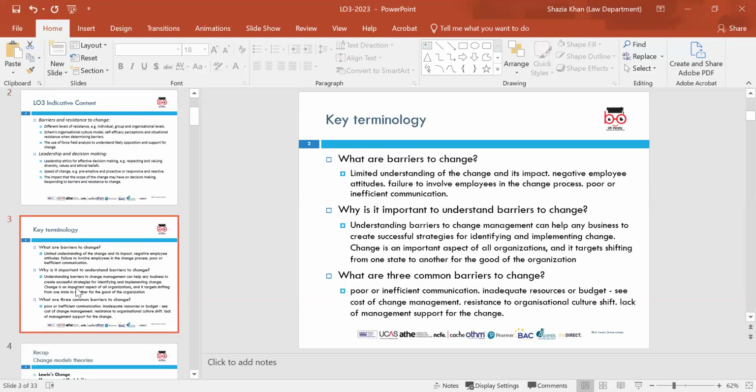So the key terminology: what are barriers to change? Barriers to change are elements of the impact, whether it's got a negative impact or a positive impact on the individual. There's a lot of change that happens within a business, and there are barriers to change that impact on it. It could be things like people have a lack of understanding, a lack of communication, a lack of clarity, poor communication. That is a barrier to it. Why is it important to understand barriers to communication?